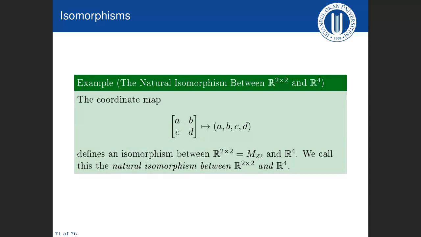Or we could have the natural isomorphism between R2 by 2 and R4. What's the obvious vector to map ABCD to? We map it to the vector ABCD. This function is called the natural isomorphism between R2 by 2 and R4.